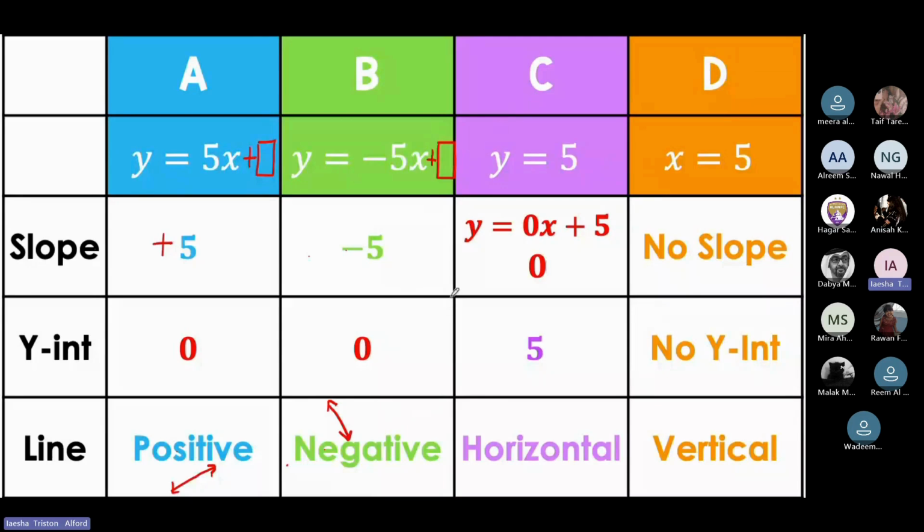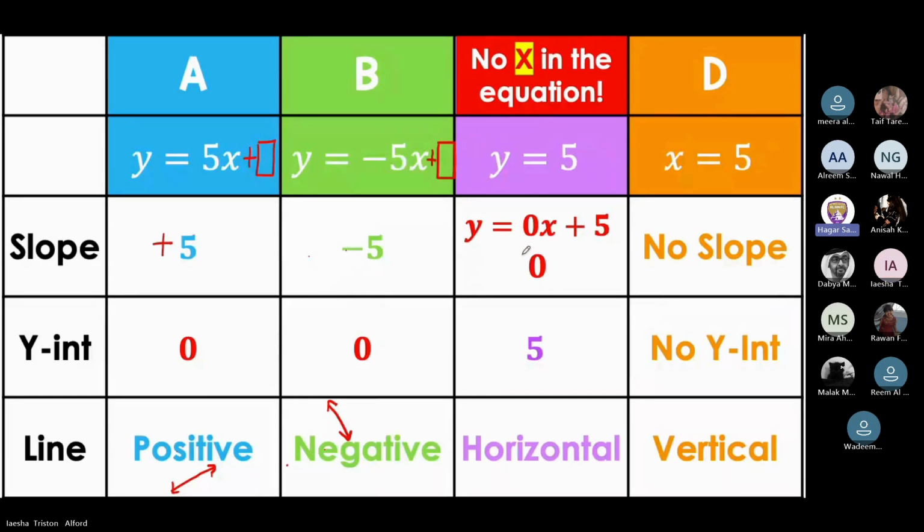The next one here. What's missing from the equation? You have y equal 5. Something is missing. There is no x. So if there is no x, what number do you write for your slope? It has to be 0. No x means y equal 0x plus 5.